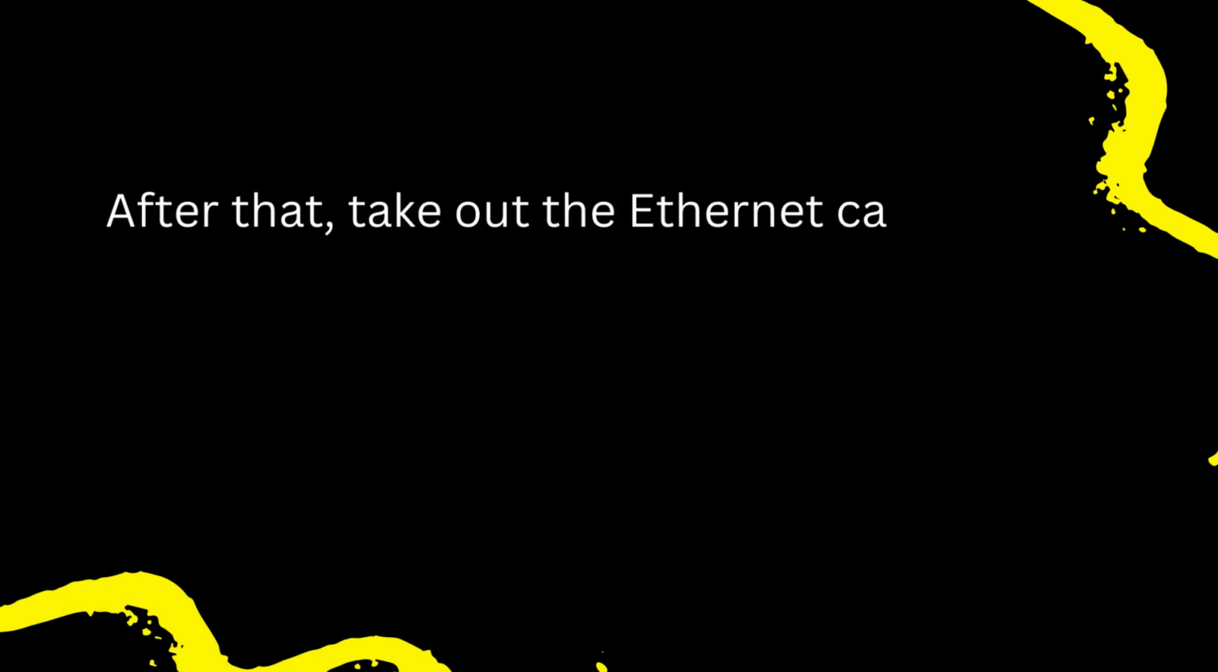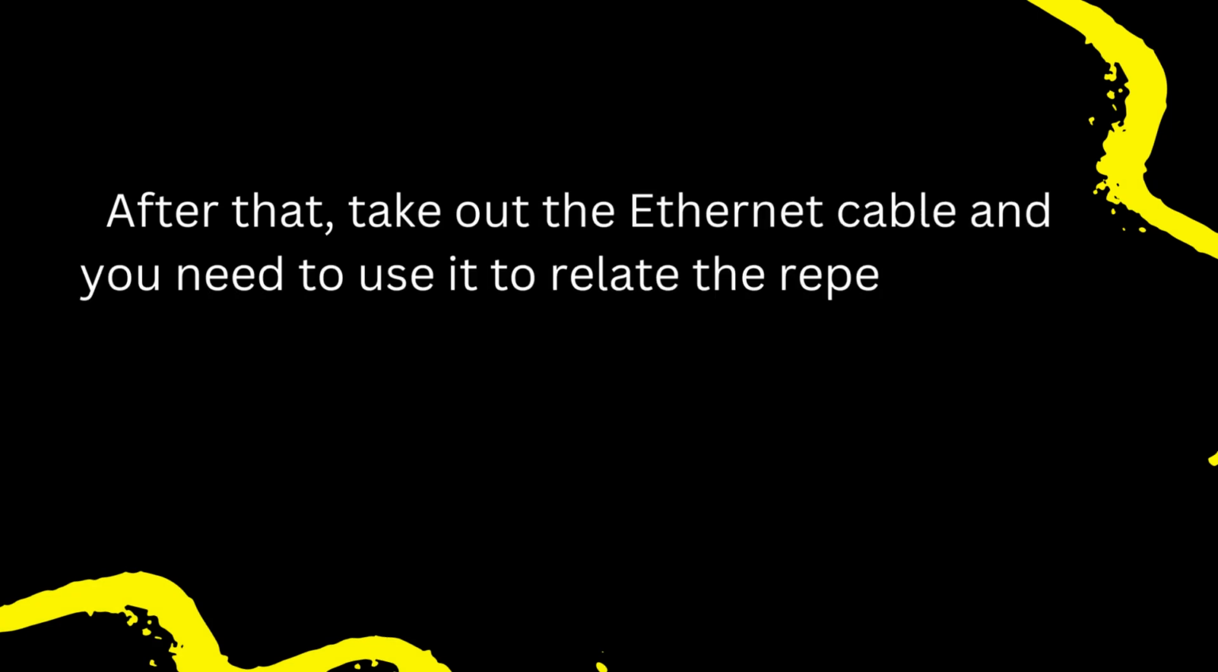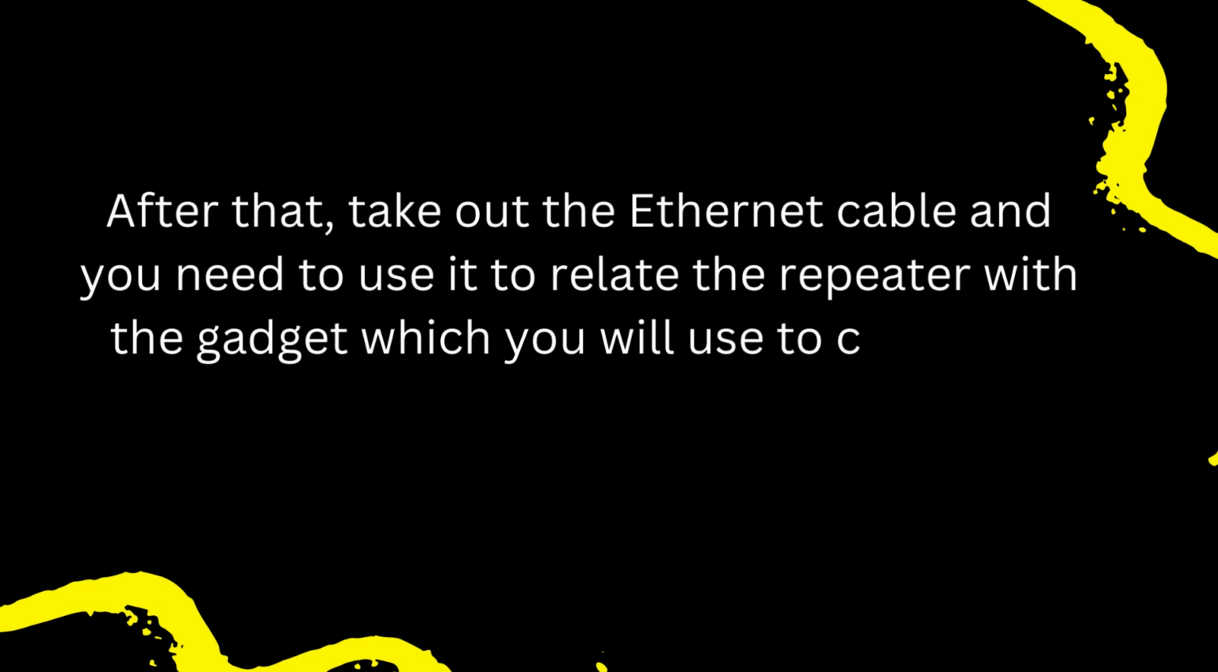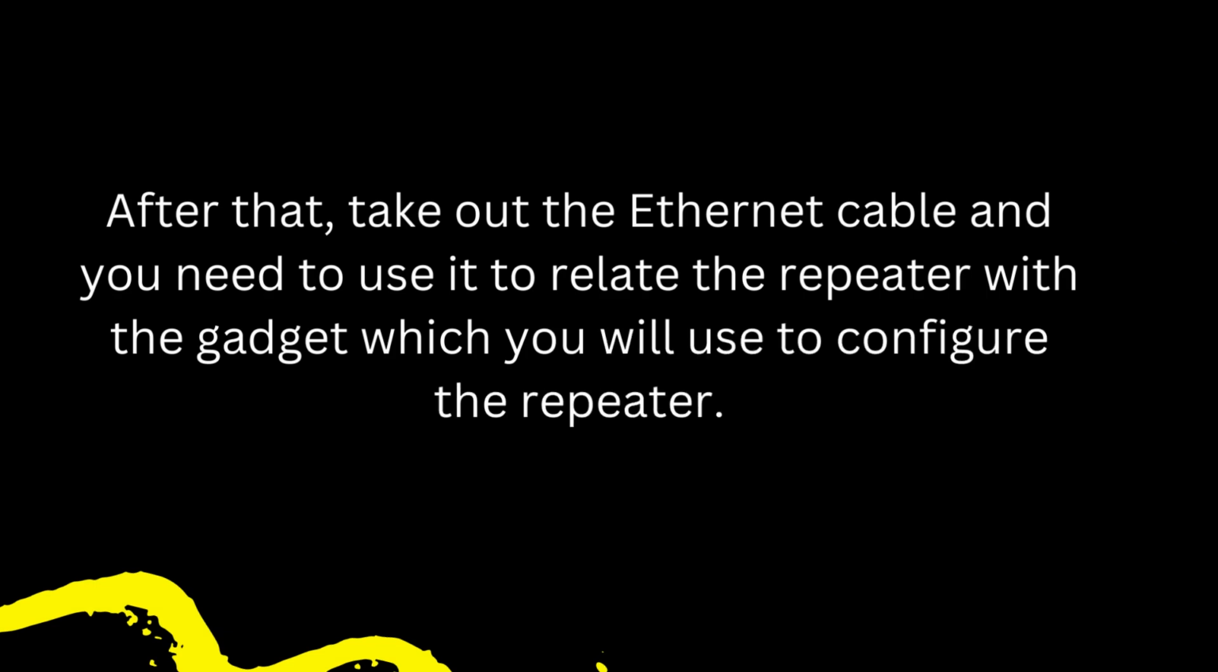After that, take out the Ethernet cable and you need to use it to relate the repeater with the gadget which you will use to configure the repeater.